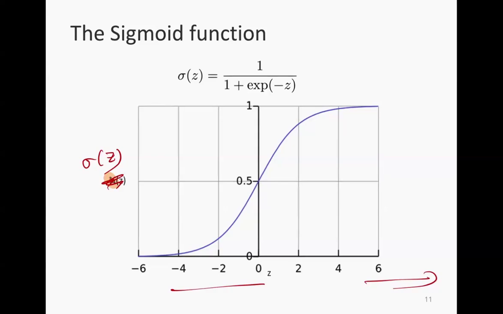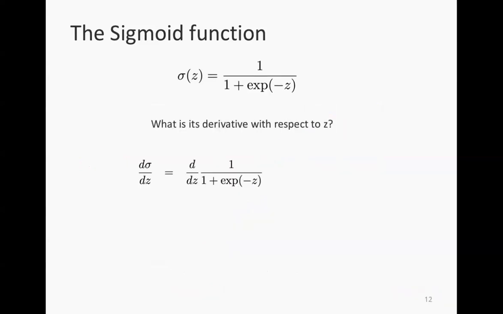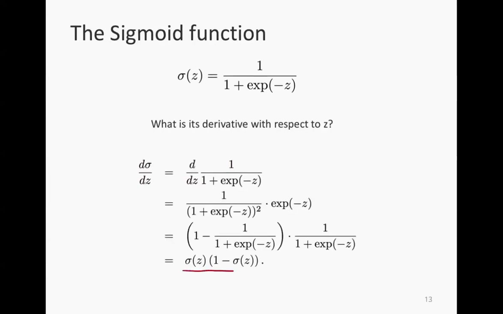What's the derivative of this function with respect to z? You can work out the details. I'm not going to go into this. I'm sure you know how to take derivatives. But one of the cool things is the derivative of the function is simply sigmoid times 1 minus sigmoid. I don't know why, that makes me happy.